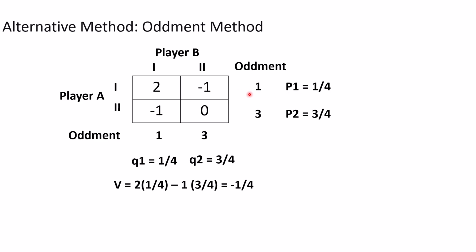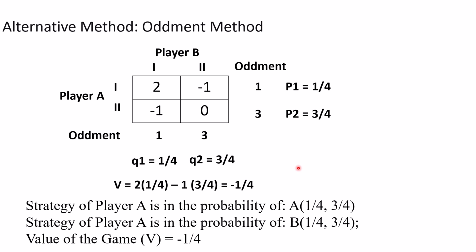So that means 2 into 1 by 4 minus 1 into 3 by 4. So that value will become 1 by 4. So therefore we can say that the strategy of player A is in the probability of A of 1 by 4 comma 3 by 4, and strategy of player B is in the probability of B of 1 by 4 comma 3 by 4. The value of the game will be minus 1 by 4. In this way we are going to solve the problem.